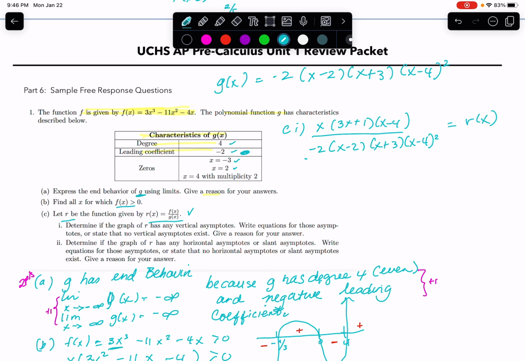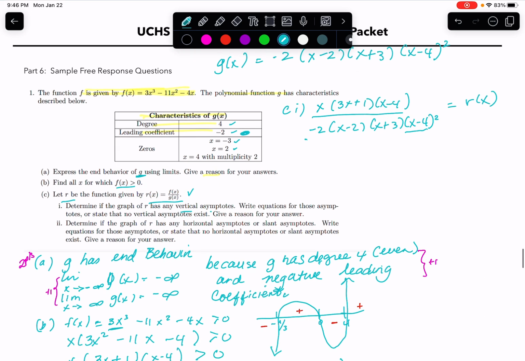All right. Okay. Do we have any common factors? We do. So we can cross out our 4's, and we would not have a hole, but we would have a 1 left over for a vertical asymptote at 4. And so I think that's what it's asking: does r have any vertical asymptotes? And write equations or state that there are none.